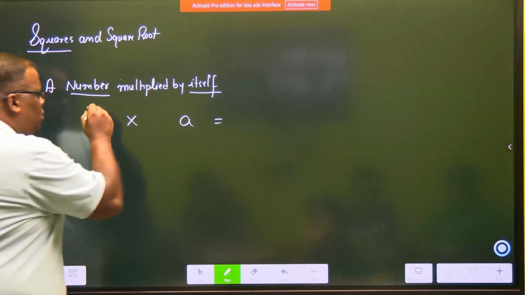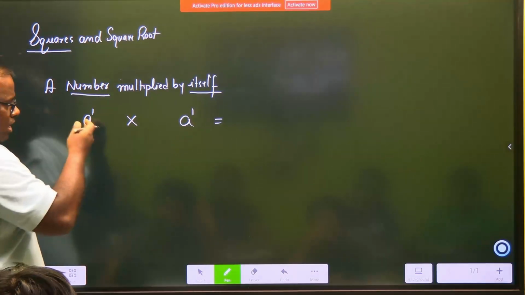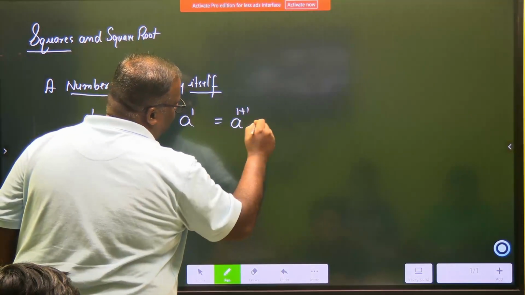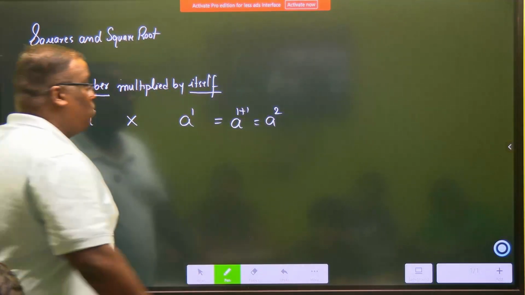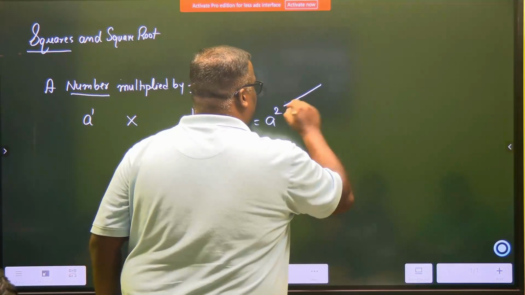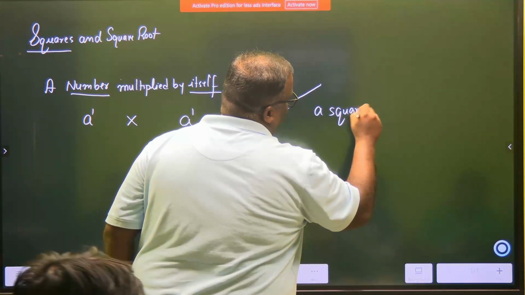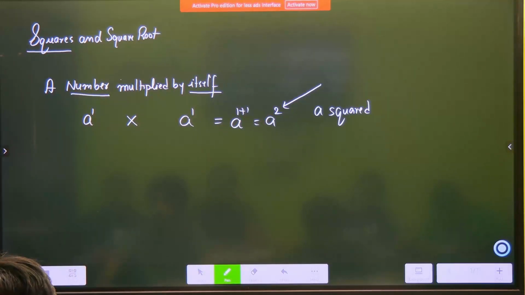If nothing is mentioned, what is here? 1. If nothing is mentioned, 1. Bases are same. Maganlal is Maganlal, so it becomes Maganlal, and on top Chaganlal and Chaganlal added, so it becomes a to the power 2. Square. Not square, we read it as a squared. We read it as a squared, b squared. A squared, a cubed.